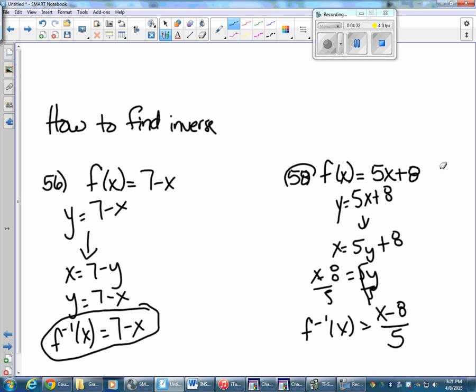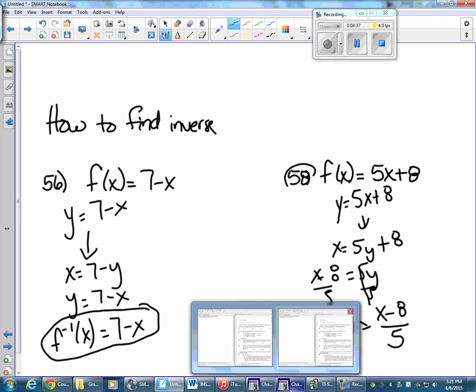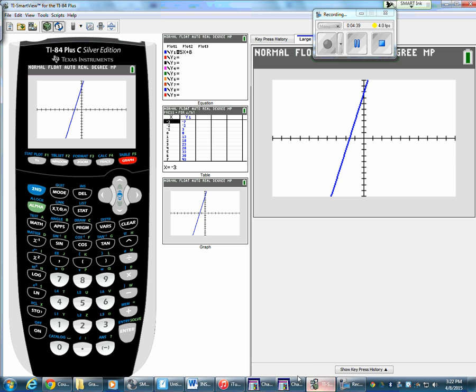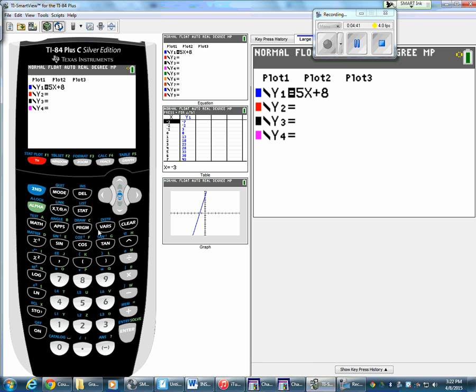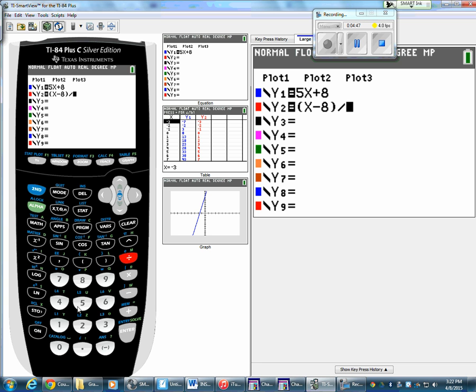So when my original problem is 5x plus 8, my inverse is x minus 8 over 5. If you were to graph both of those on a graph, let's see what that would look like. X minus 8 over 5. I'd need to put parentheses here. X minus 8 divided by 5.